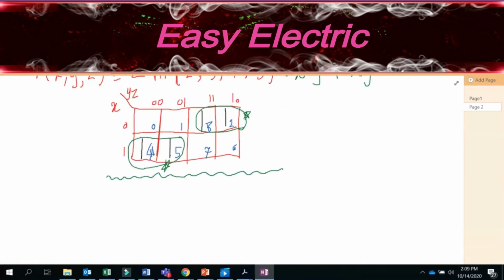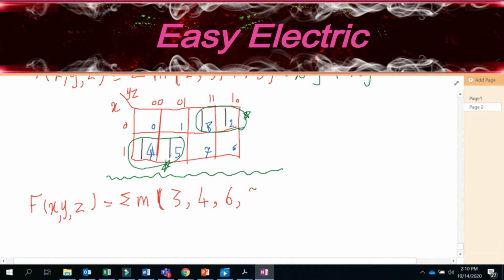So let's have the next example. Let's have function f. This time function f of x, y, z is equal to sigma minterm 3, 4, 6, 7. Okay, 3, 4, 6, 7.